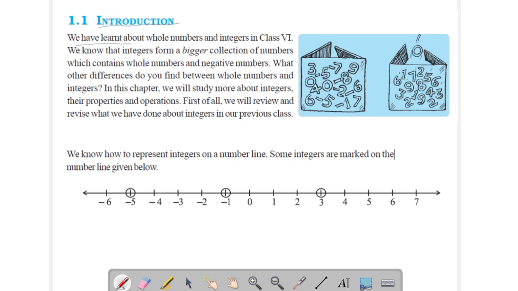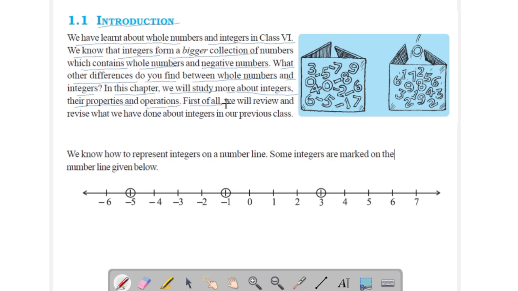We have learned about whole numbers and integers in class 6. We know that the integers form a bigger collection of numbers which contains whole numbers and negative numbers. What other differences do you find between whole numbers and integers? In this chapter, we will study more about integers, their properties, and operations.